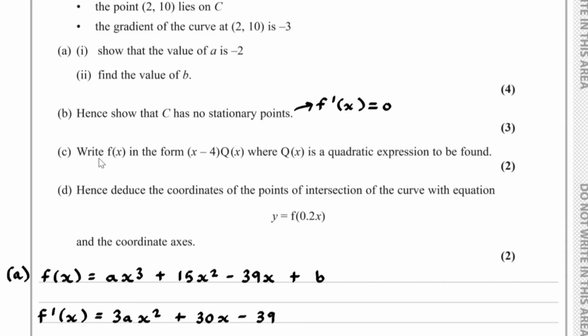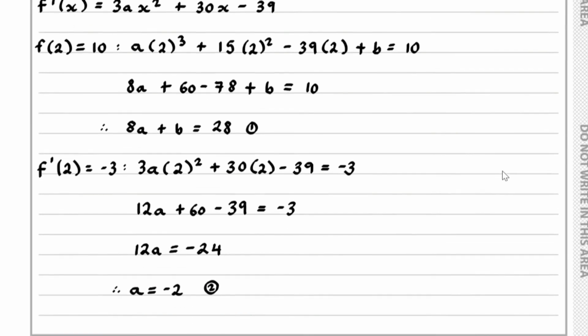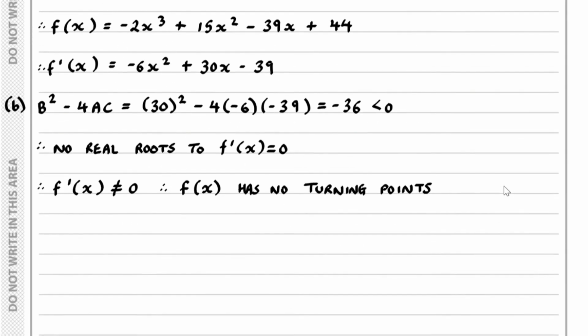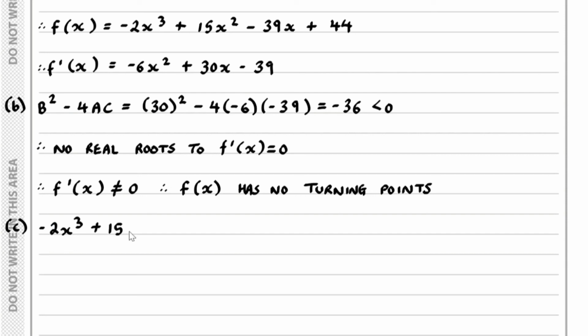Now for part C of the question, we have to write f of x in the form x minus 4 lots of q of x, where q of x is a quadratic expression to be found. Well, for part C, we know what f of x is, that's minus 2x cubed plus 15x squared minus 39x plus 44. This is equivalent to x minus 4 lots of some quadratic lambda x squared plus beta x plus gamma.